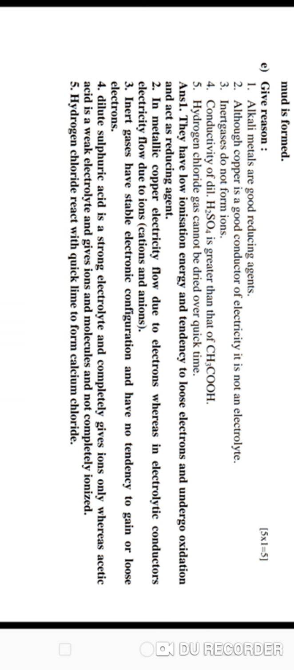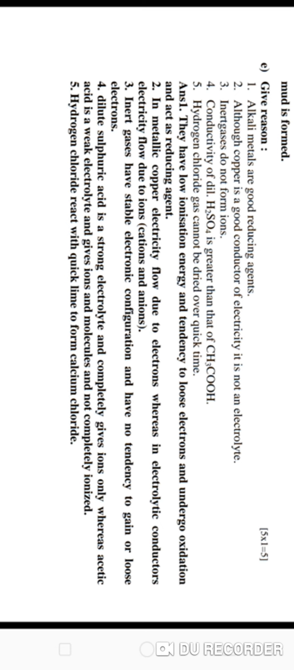Now the reasons. Alkali metals are good reducing agents because they have the tendency to lose electrons and undergo oxidation, acting as reducing agents. Although copper is a good conductor of electricity, it is not an electrolyte because in copper, electricity flow is due to flow of electrons.